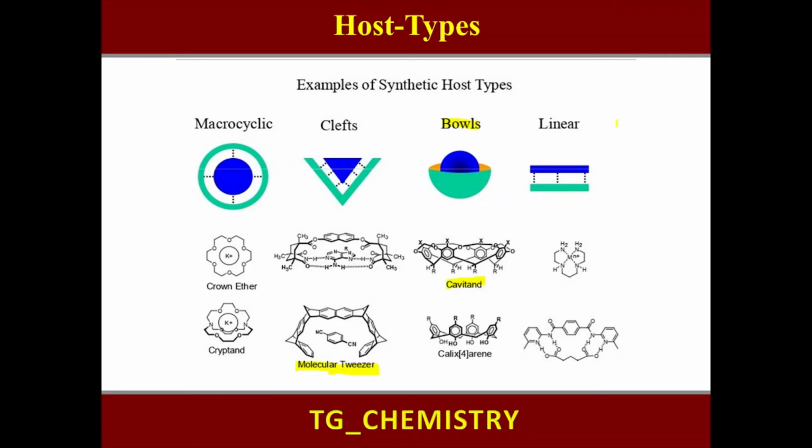Apart from these three, there can also be linear types of host molecules, for example here with saturated atoms and even with an aromatic backbone, which can interact with linear guest molecules by means of hydrogen bonding, as you can see over here. So these are another type of synthetic host molecules.